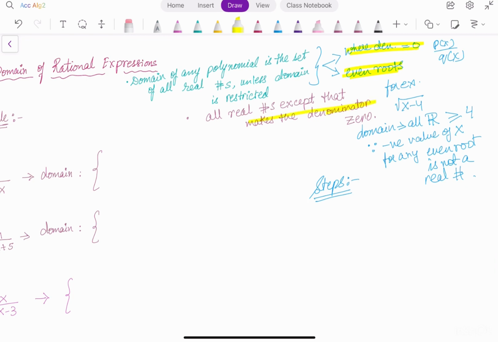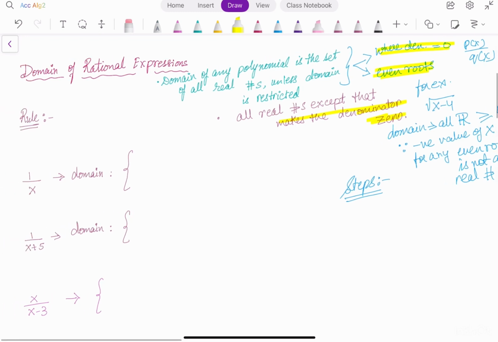So keeping these things in mind, let's try to write down what the rule for the domain of a rational expression can be, and then we will take a few examples. So let's write down the rule.